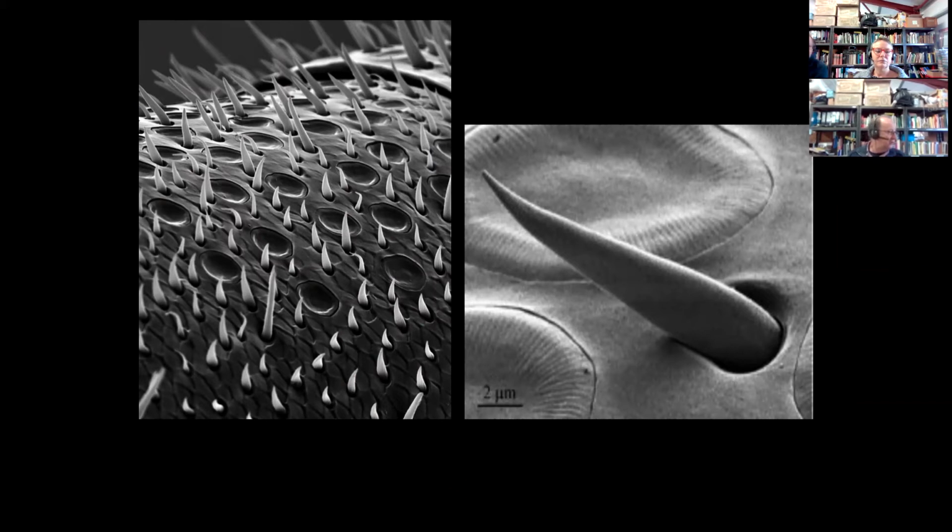So if you think about it, with a human being, if we want to touch something, we tend to use our fingers. If we want to smell something, we use our nose. If we want to taste something, we use our tongue. But bees do it all with the antenna. It's a wonderful sensory organ for them.